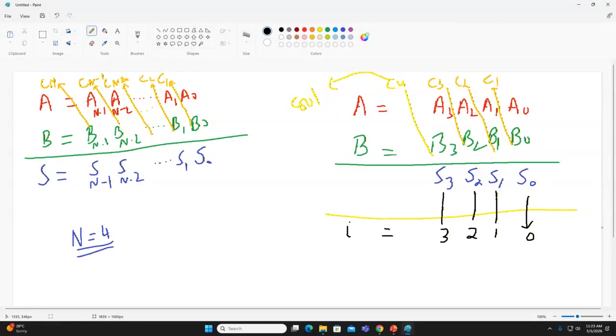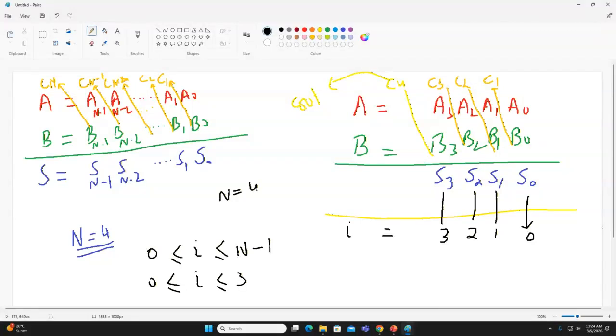Now let's assume what is the range of I. In general, it is from 0 to n minus 1. Since in this example n is equal to 4, the range of I will be 0 less than or equal to I, less than or equal to 4 minus 1, so 0 to 3.